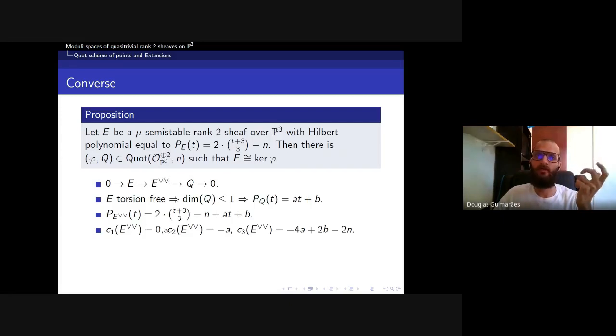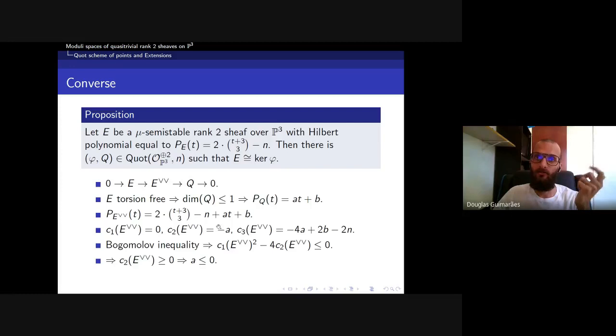And so we have the Chern classes of the double dual: 0, minus A, and minus 4A plus 2B minus 2n. To do this, we are going to use the Bogomolov inequality, and this states that C1 squared minus 4C2 is less than or equal to 0. But we know that C1 is 0, so we have that C2 is greater than or equal to 0, but C2 is minus A. This implies that A must be less than or equal to 0. But remember, A is the leading coefficient of the Hilbert polynomial of Q. Then A must be greater than or equal to 0.